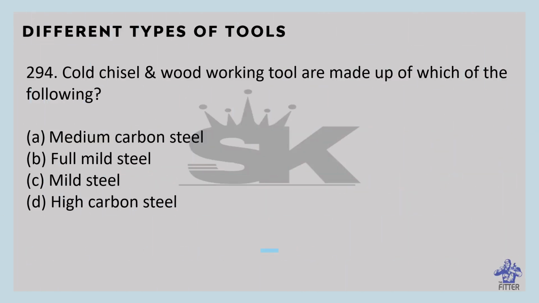Cold chisels and woodworking tools are made of which of the following? That is high carbon steel. The cold chisel is a hand cutting tool used by fitters for chipping and cutting off operations. Cold chisels are used to remove waste metal when a very smooth finish is not required or when the work cannot be done easily with other tools such as a hacksaw, file, bench shears or power tools.